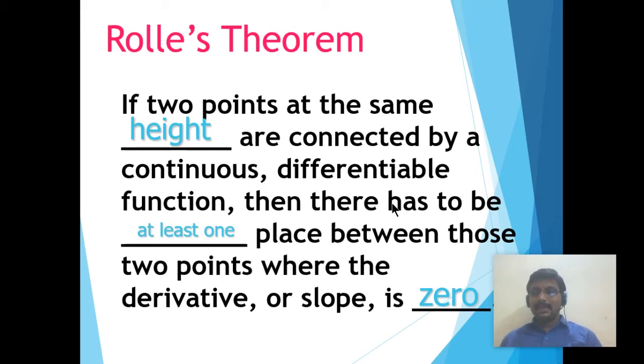So 2 points means a and b, which are at the same height. That means f of a and f of b are at the same height. And f is a continuous function which is also differentiable. Then there is at least one point between a and b where the derivative or slope is 0. So it is a simple step to understanding the geometrical representation of Rolle's theorem.